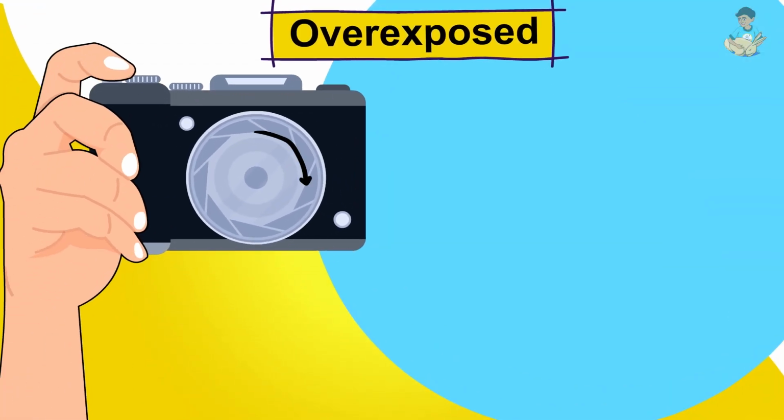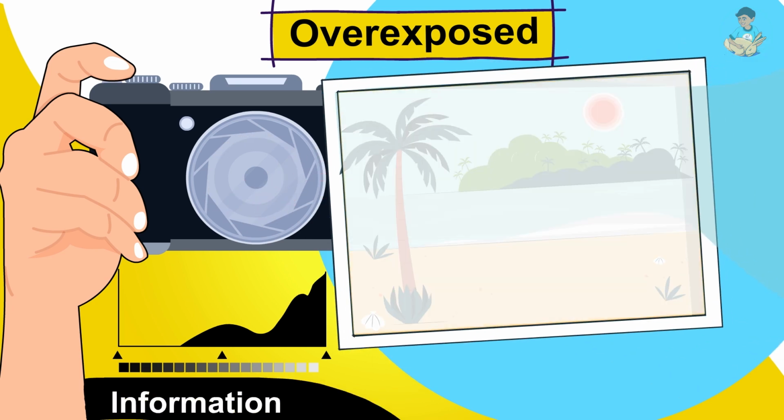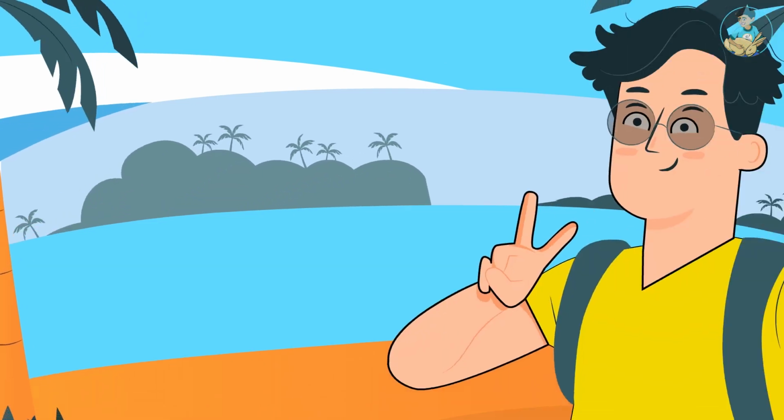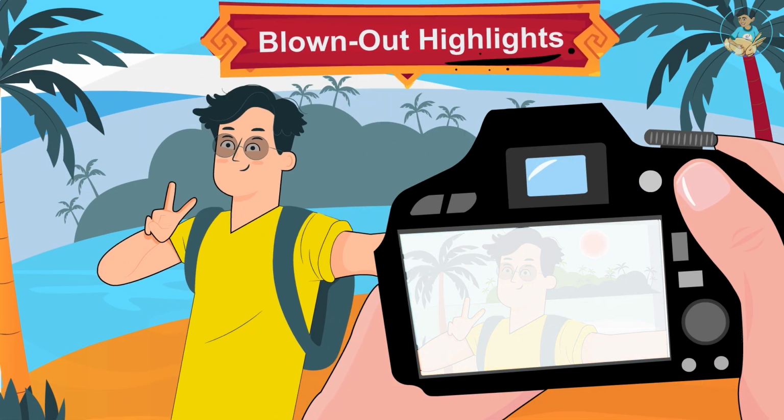When the camera sensor is overexposed, the image appears all washed out and we get little or no information about those brighter areas in the photo. As a result, the image appears faded, also known as blown out highlights. This simply means the whites in the photo are way too bright.